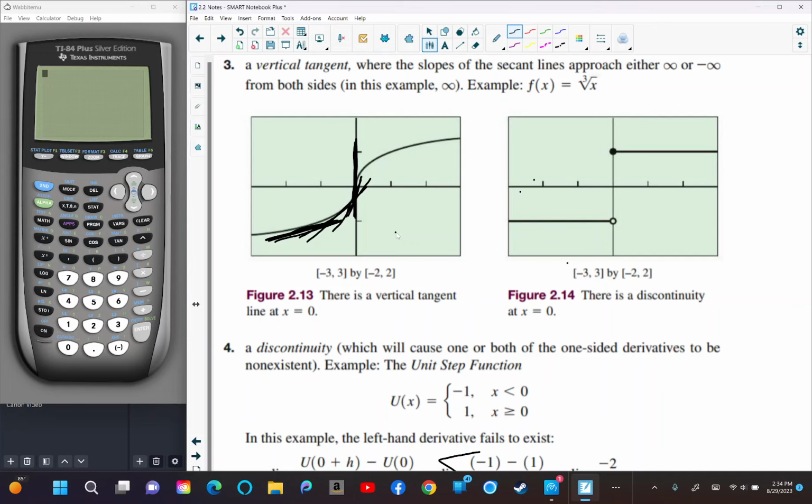And then finally, at any discontinuity, so you could have like a removable discontinuity. There's no derivative there. The function is not differentiable at any discontinuity. So it could be a vertical asymptote also, not differentiable there.